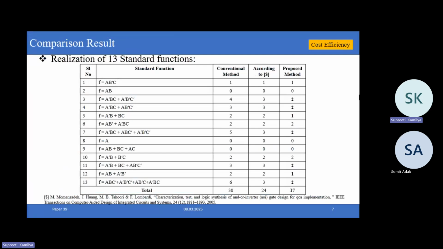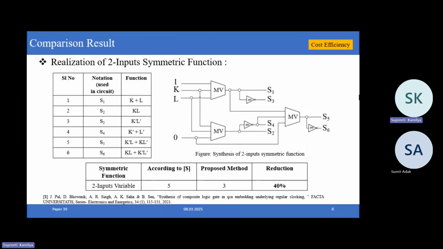First, we used 13 standard functions to evaluate the performance of this method, and we found that our method takes only 17 inverters, the previous method considered 24 inverters, and the conventional method 30 inverters. So our method significantly reduces the number of inverters. We have also checked other two-input symmetric functions, three-input symmetric functions, many different types of adders, and some benchmark functions. In every case, we found that our method optimizes the number of inverters in the realization of any Boolean function. So this is the first contribution.